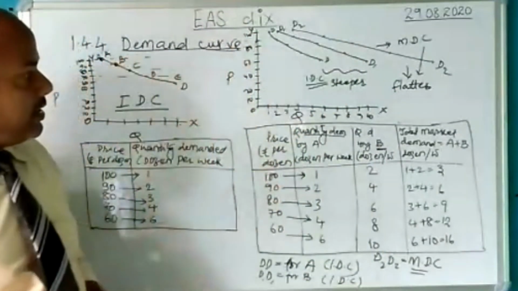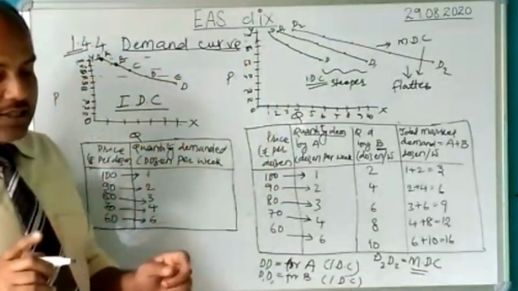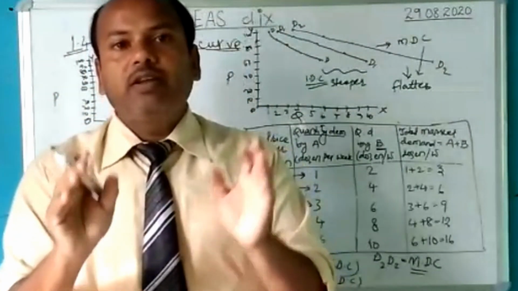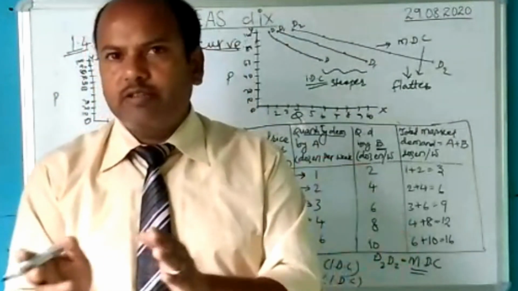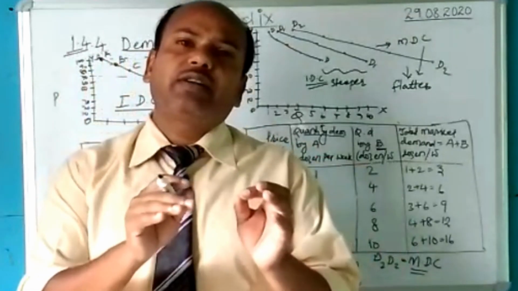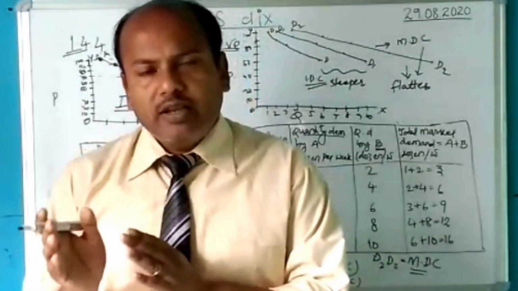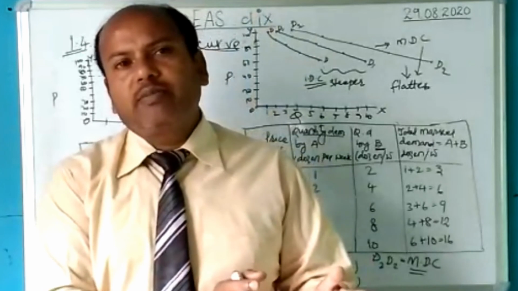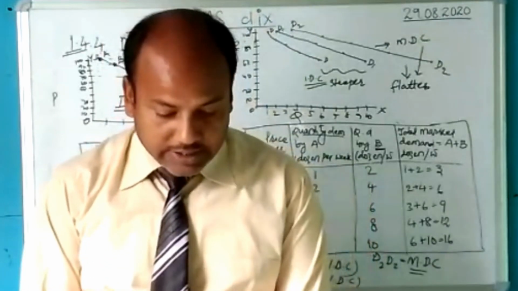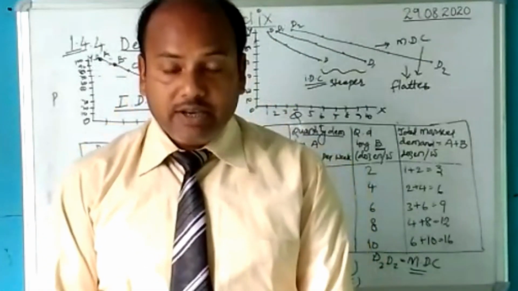Okay, so dear children, we have completed 1.4.4 and 1.4.3. We started today with the demand schedule, then we discussed the meaning of demand schedule, then individual demand schedule and market demand schedule as the two types. Then on the basis of the individual demand schedule we drew the individual demand curve, and on the basis of the market demand schedule we drew the market demand curve. So we have completed point 1.4.4. Hope you understood.